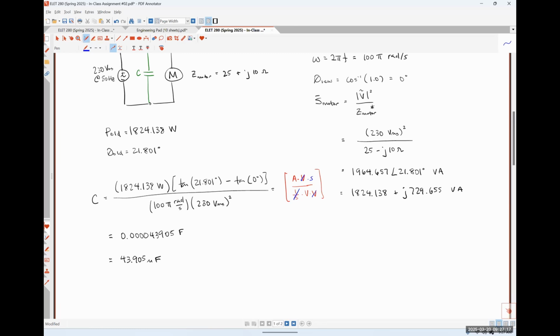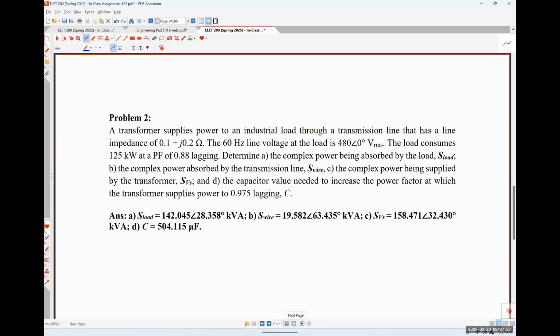Okay, so how did you guys feel about this example? Nothing too wild or crazy, I don't think. So let's look at in-class assignment problem 2 and see if we can get this guy knocked out prior to the end of class here.